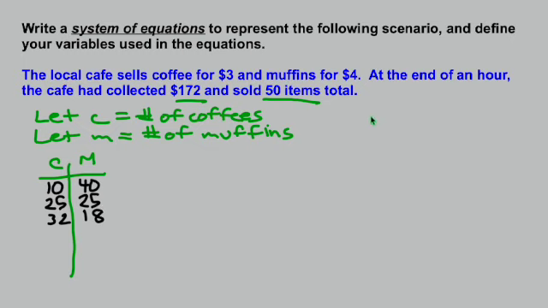So that is going to help us now write our first equation. We're going to say C plus M equals 50. So once again, it's the number of coffees sold plus the number of muffins sold is going to equal 50.